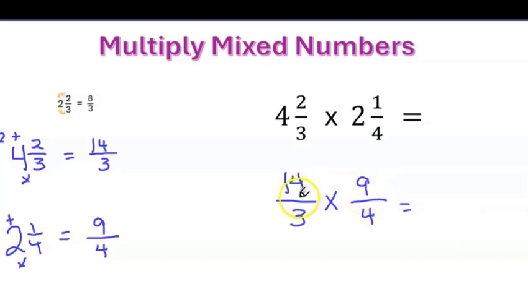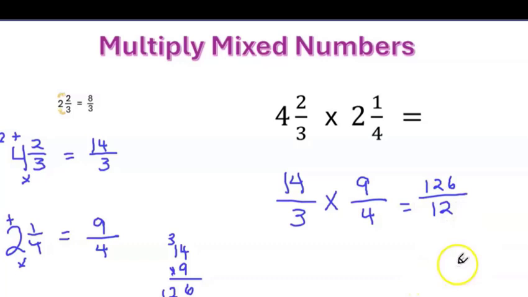Now I just have to multiply. So 9 times 14, and that's kind of a hard one. You might want to do it off to the side, which is fine. You can do that if you have to. 9 times 4 is 36. I'm going to carry 3. 9 times 1 is 9, plus 3 is 12. So it's 126, and 3 times 4 is 12.